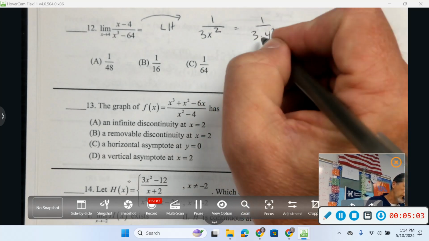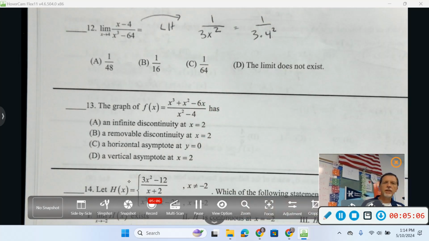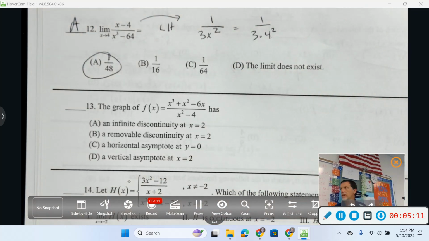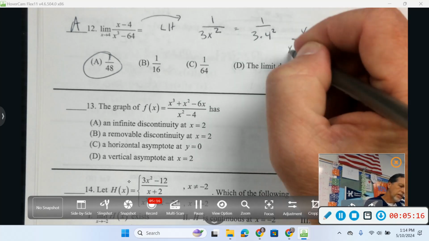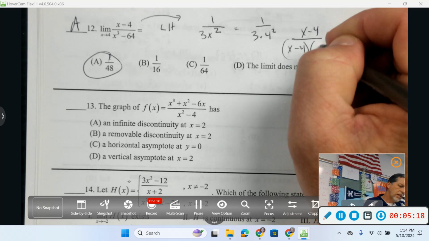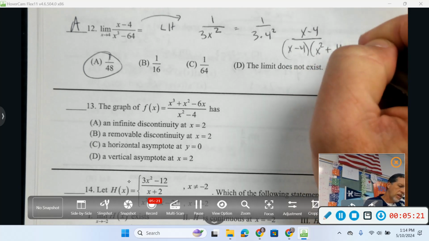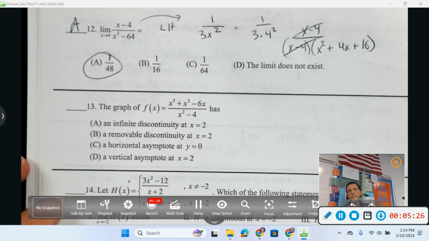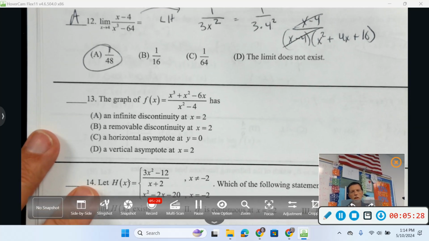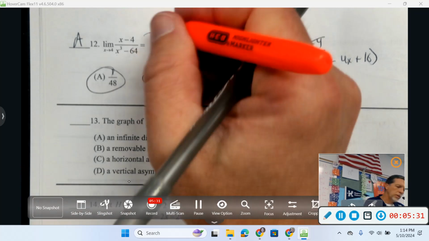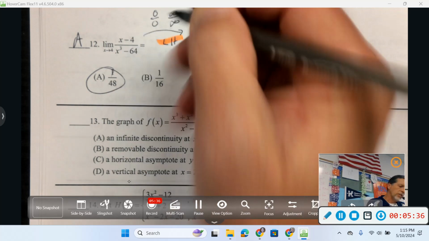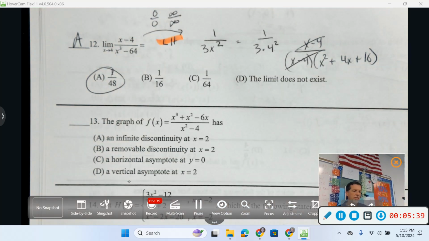3 times 4 squared. 16 times 3 is 48. So 1 over 48. I did it with L'Hopital's. It easily could have been done with factoring, and you'd get 1 over 48. So either way. Just be careful with L'Hopital's. Remember what triggers L'Hopital's is 0 over 0 or infinity over infinity. Don't be using it if it's not that case.